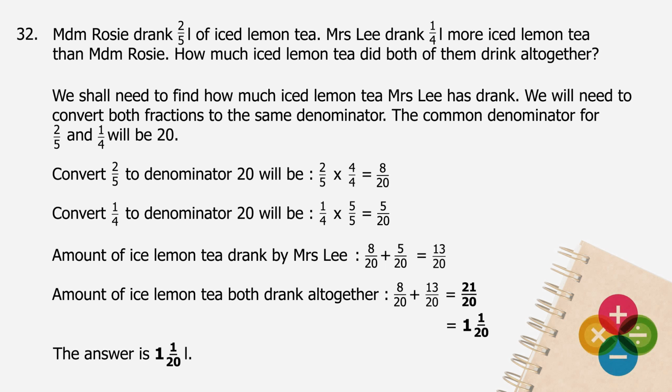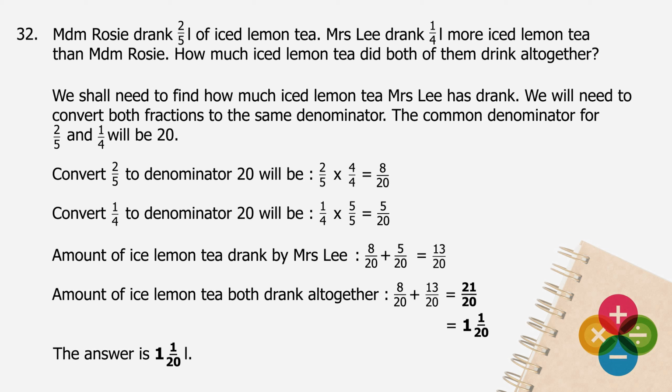We shall need to find how much iced lemon tea Mrs. Lee has drank. We will need to convert both fractions to the same denominator. The common denominator for 2/5 and 1/4 will be 20. Convert 2/5 to denominator 20 will be, multiply 2/5 by 4, and the product is 8/20. Convert 1/4 to denominator 20 will be, multiply 1/4 by 5, and the product is 5/20.